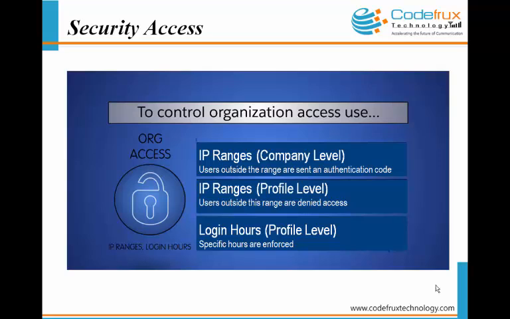The second method is setting the IP ranges at the profile level. The users who are falling within this IP range can be allowed access into the application. If they are not falling within this range, they will be denied access.